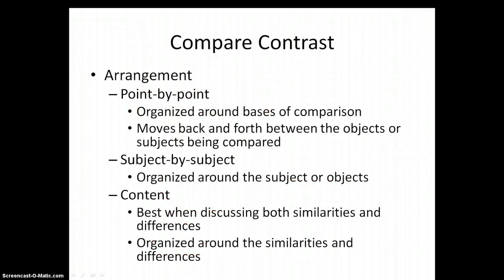In a compare-contrast essay, you have 3 different types of arrangements you can use for your essay. One would be point by point, which means that the essay is organized around the basis of comparison and moves back and forth between the objects or subjects being compared. If you're doing subject by subject, it would be organized around the subject or objects. And if you're doing it by content, you use this best when discussing both similarities and differences of an object or a person, organized around the similarities and the differences.